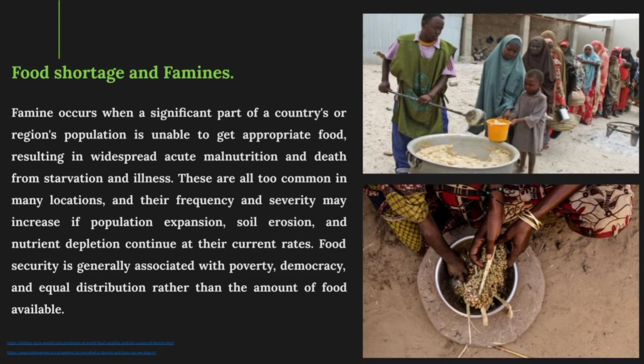Food shortage and famines. Famine occurs when a significant part of a country's or region's population is unable to get appropriate food, resulting in widespread acute malnutrition and death from starvation and illness. These are all too common in many locations, and their frequency and severity may increase if population expansion, soil erosion, and nutrient depletion continue at their recent rates. Food security is generally associated with poverty, democracy, and equal distribution rather than the amount of food available.